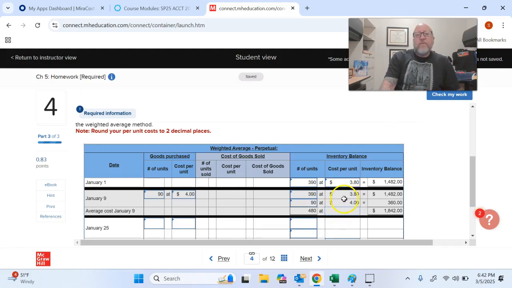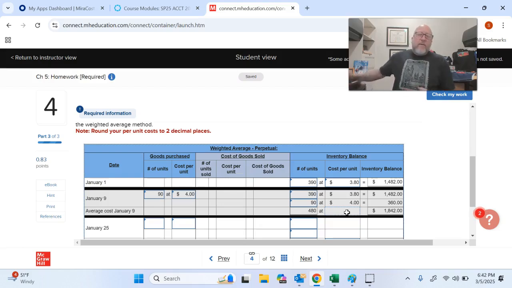The simple average would be $3.90, just the average of 3.80 and 4. No, we're going to do the weighted average. There's more units that were purchased at the $3.80 number as opposed to the $4 number. So my result is probably going to be something closer to 3.80 than 4 using weighted average.